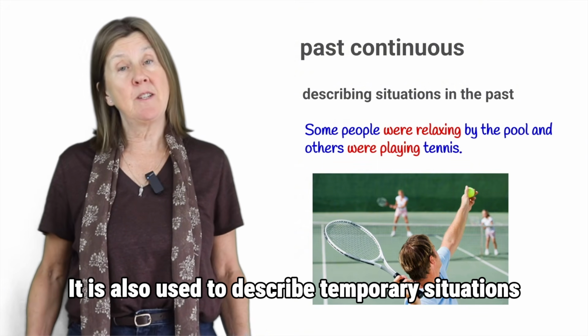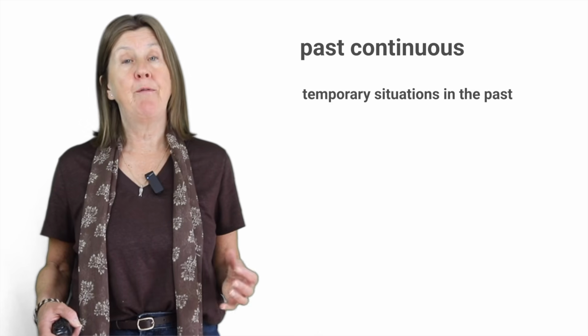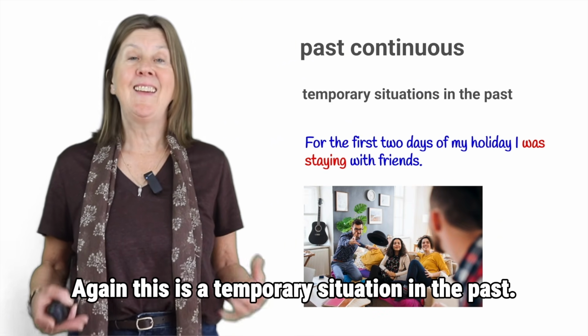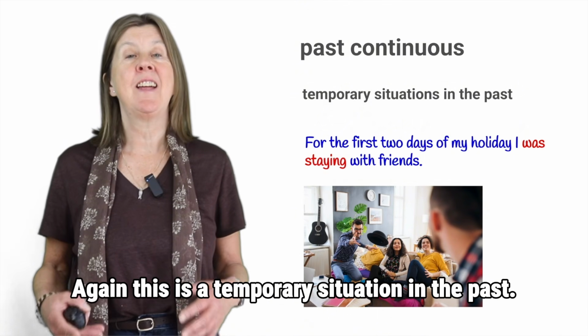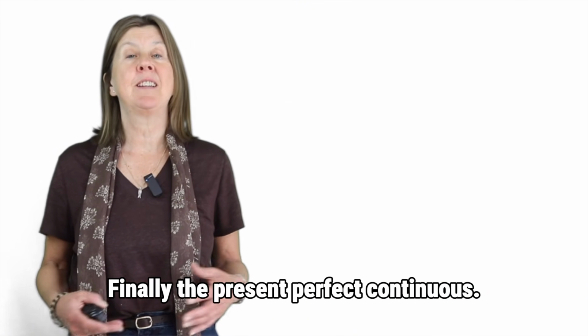It is also used to describe temporary situations in the past. For example, for the first 2 days of my holiday, I was staying with friends. Again, this is a temporary situation in the past. Finally, the present perfect continuous.